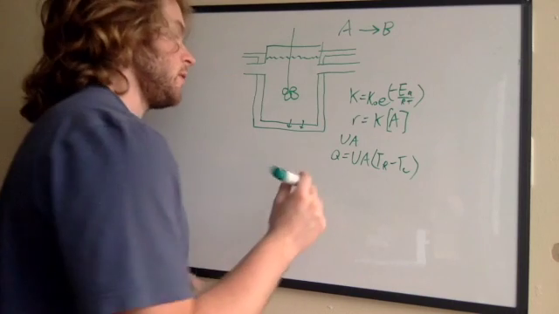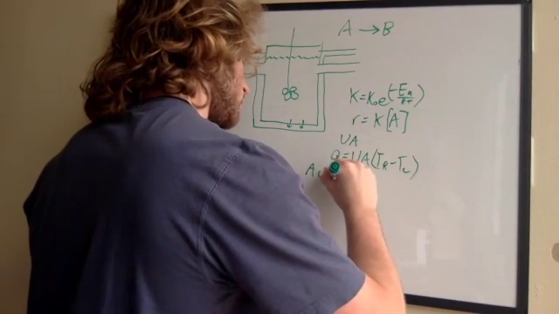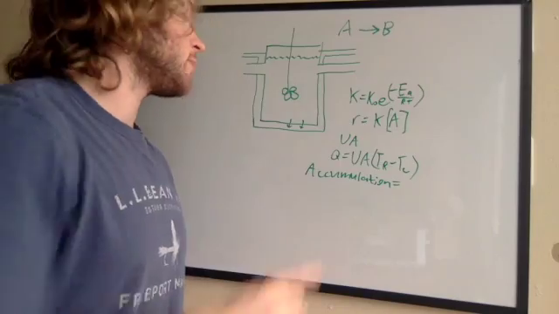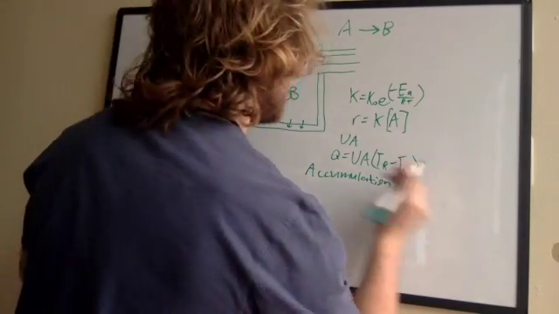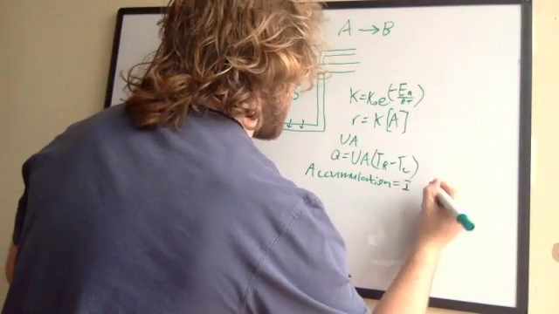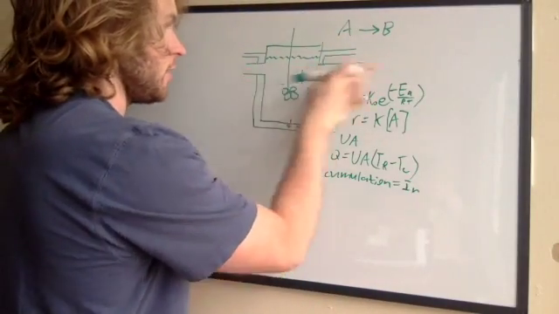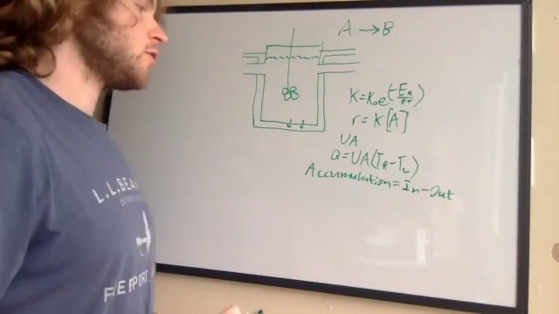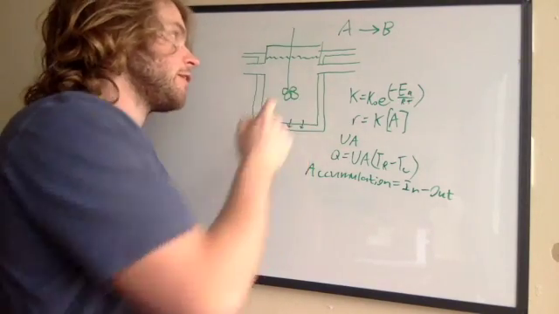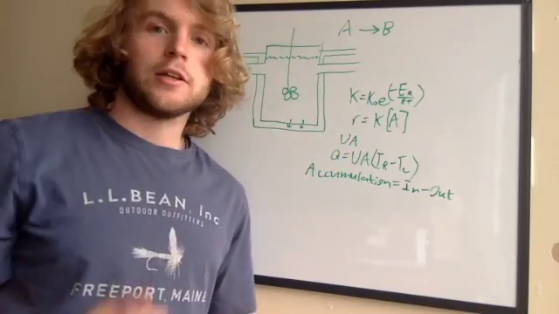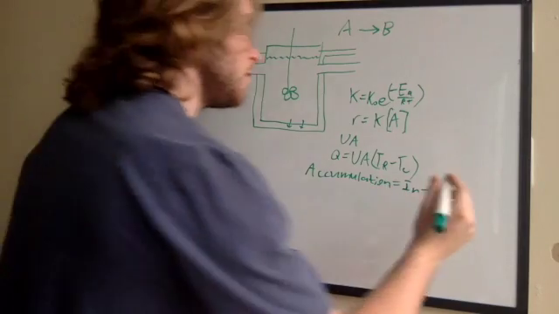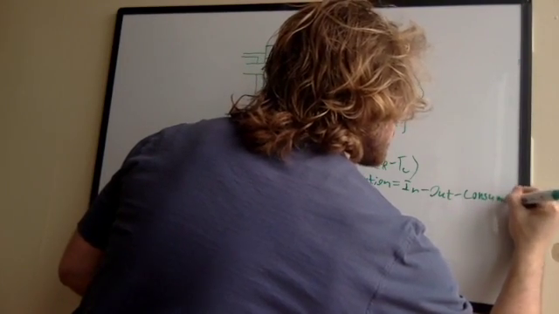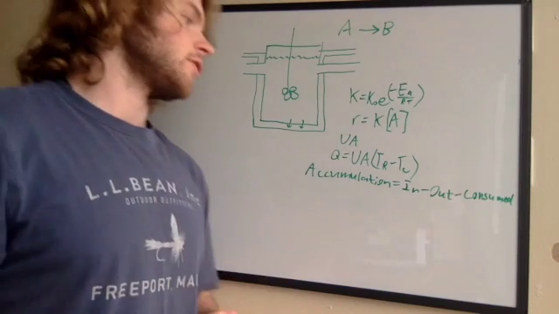And that is going to be the accumulation of A, that is going to be equal to the amount of A coming in to the system through this pipe right here. It's going to be equal to in, and then that's going to be subtracted by the amount of A going out of the system through the other pipe, in minus out. And then there's also going to be some consumption of A going on within the reactor over here because A is going to be getting turned into B. So we do need to account for that. So we do need to subtract it. So it's going to be in minus out minus consumed. There we go. That is going to be our material balance for A right there.